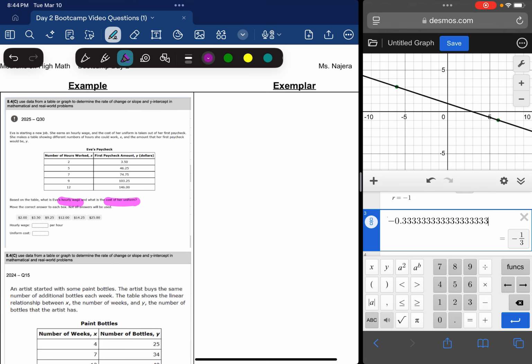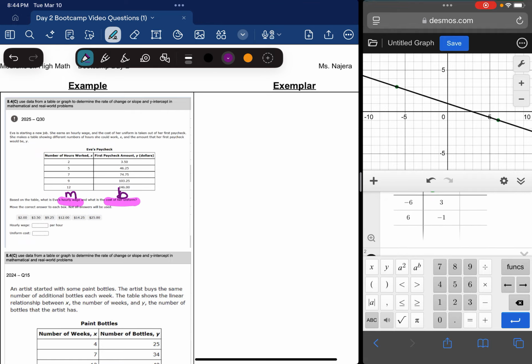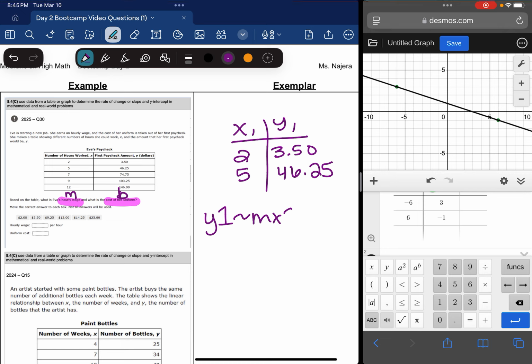Okay, so hourly wage has to do with time, and it happens every hour. So that means your hourly wage is going to be your slope. And the cost of her uniform is a starting point or a fixed cost. So that would be your b, or your y-intercept. So we're going to do the same thing here. We're going to take 2 points from that table and copy them down for our screen to scratch. Use our decimals-friendly slope-intercept formula, which is y1 ~ mx1 + b.